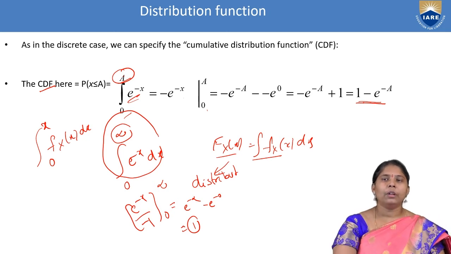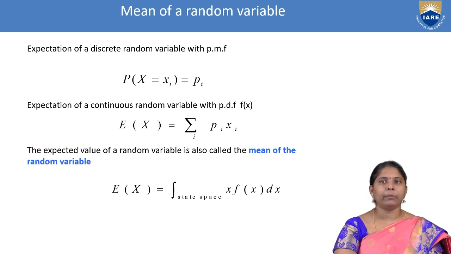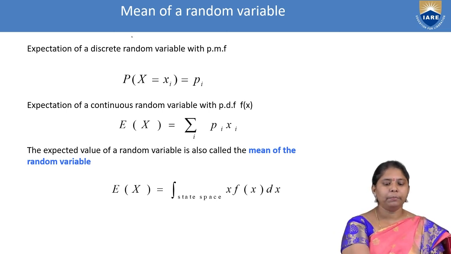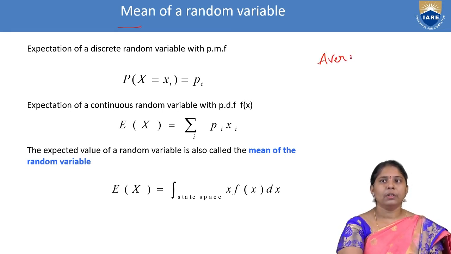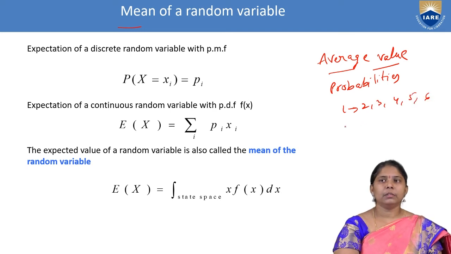Then we have very important parameters here, mean and variance for a random variable. So what is the mean of a random variable? Generally, mean is nothing but the average value. So how to calculate this average value? By using probabilities. Suppose we have data 1, 2, 3, 4, 5, 6. Then we can find the average value, sum divided by total.